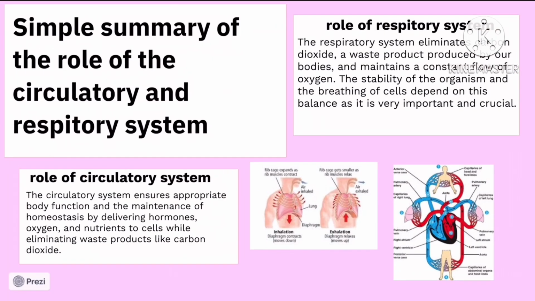Simple summary of the role of the circulatory and respiratory systems. Role of the respiratory system: it eliminates carbon dioxide, a waste product produced by our bodies, and maintains a constant flow of oxygen. The stability of the organism and the breathing of cells depend on this balance, which is very important and crucial. Role of the circulatory system: it ensures appropriate body function and the maintenance of homeostasis by delivering hormones, oxygen, and nutrients to cells while eliminating waste products like carbon dioxide.